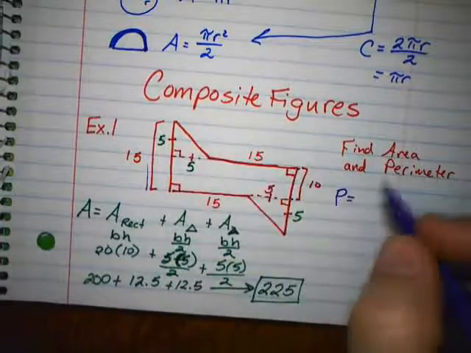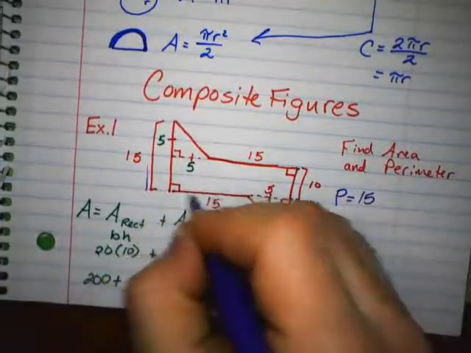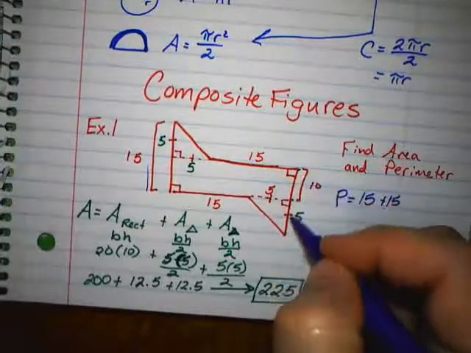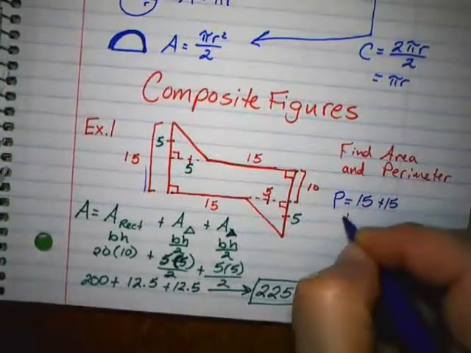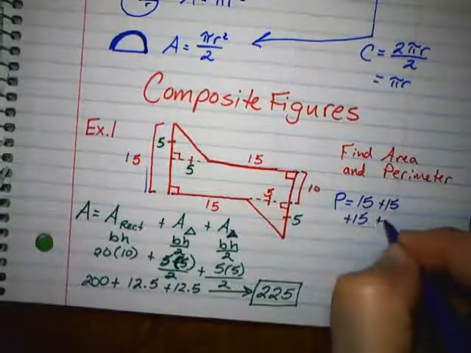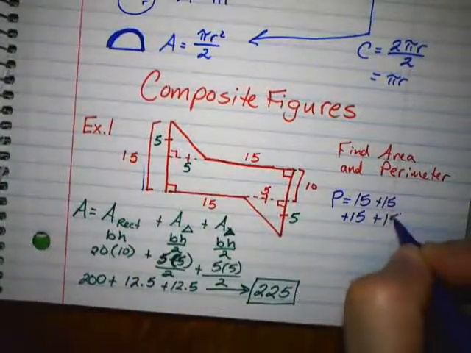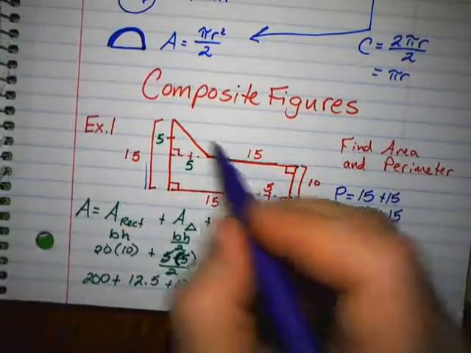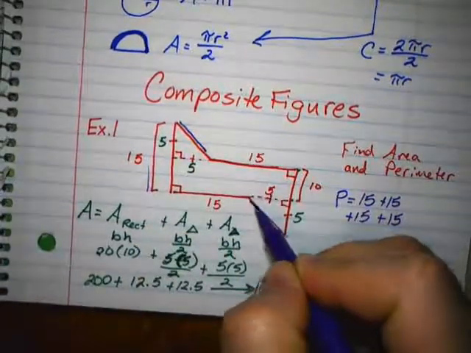So I've got a 15 here, plus a 15 here. Remember, this side over here is also 15, plus this other 15. So there are 4 15s I'm adding. And I'm just going to kind of wrap these around here like this. But then I also have these slanted sides that I have to add in.